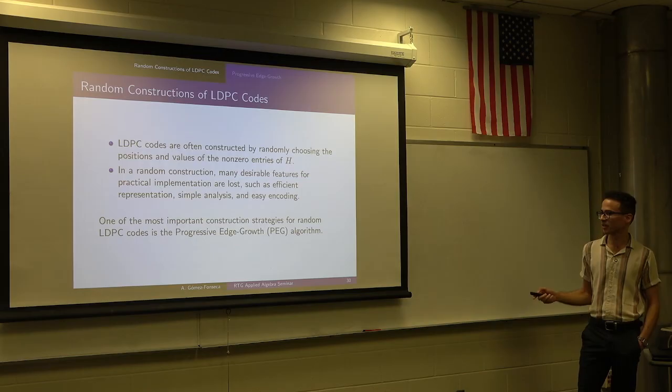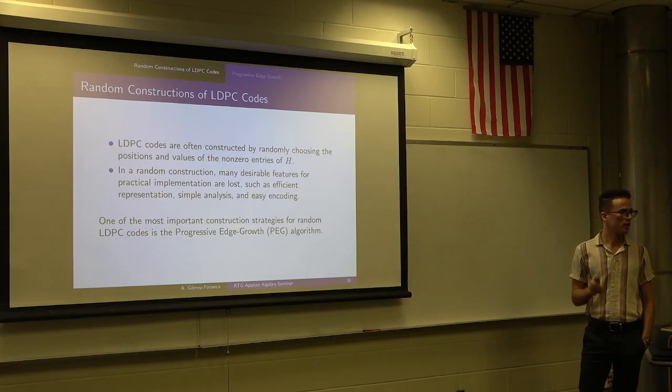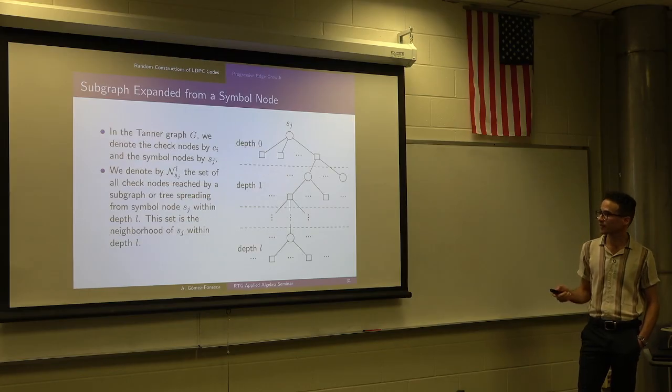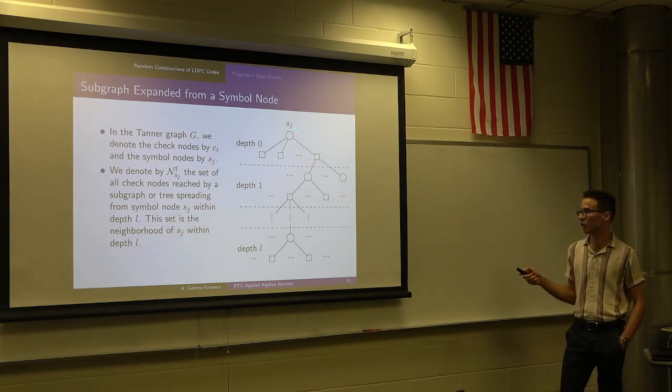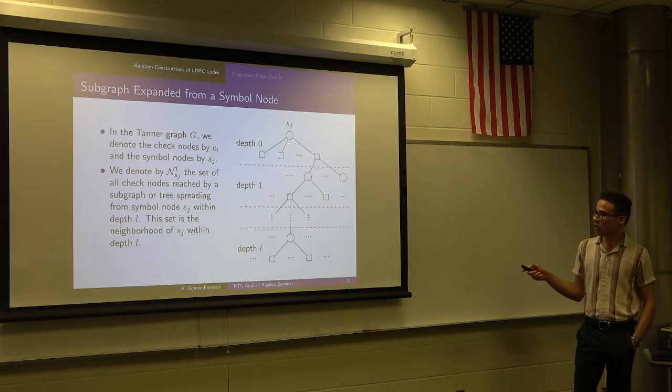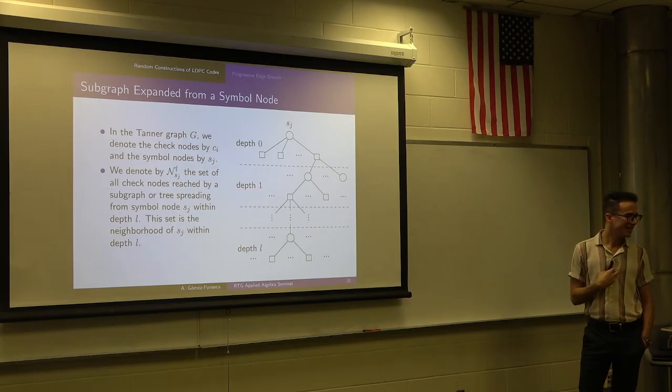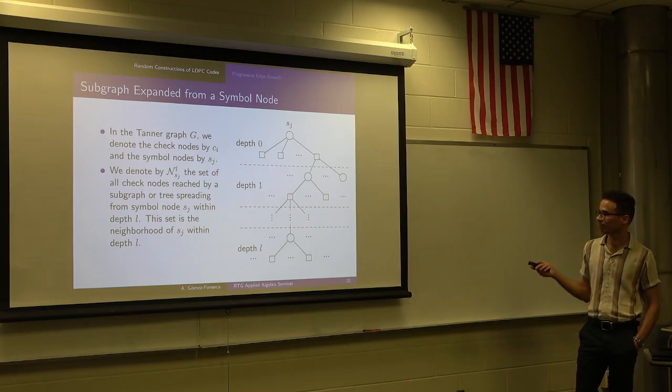Now, one of the most important construction strategies for random LDPC codes is called the progressive edge growth algorithm. That's the only random construction that I'm going to talk about today, and then I'm going to talk about algebraic constructions. To understand how the PEG algorithm works, we need to understand how a subgraph is expanded from a symbol node. I'm going to choose some symbol node S_j, and identify all the check nodes that are connected to S_j. This first layer is what we call depth 0 in the PEG algorithm.